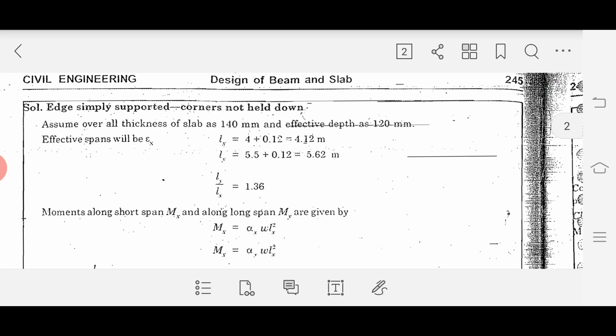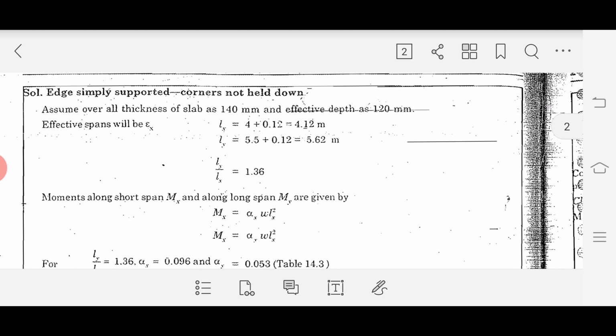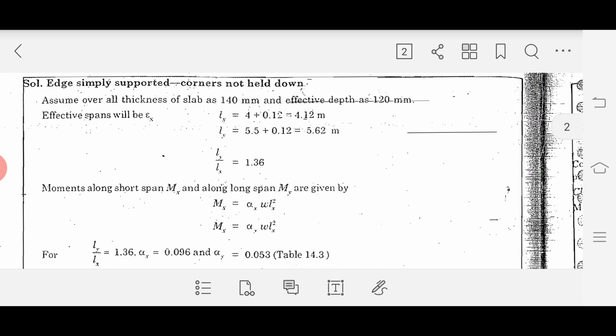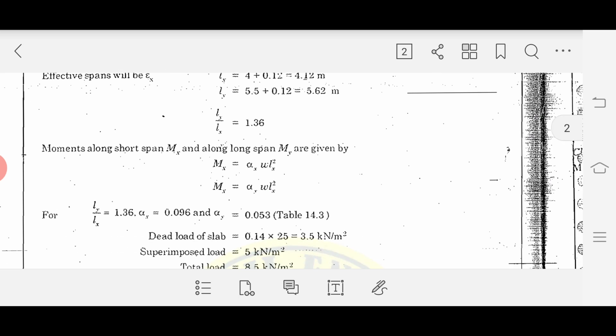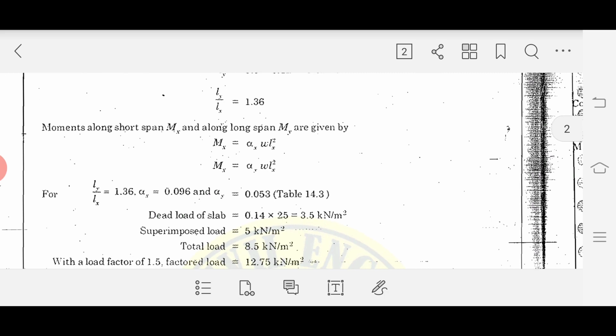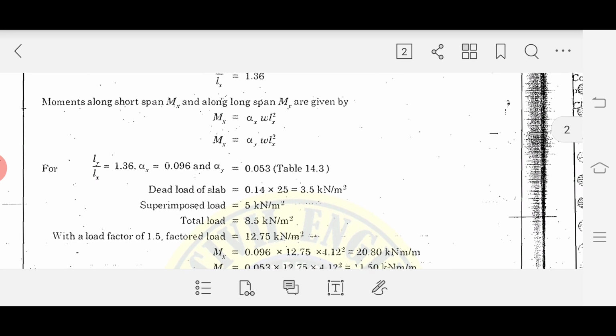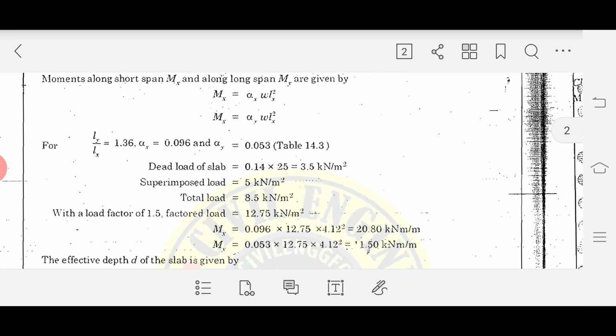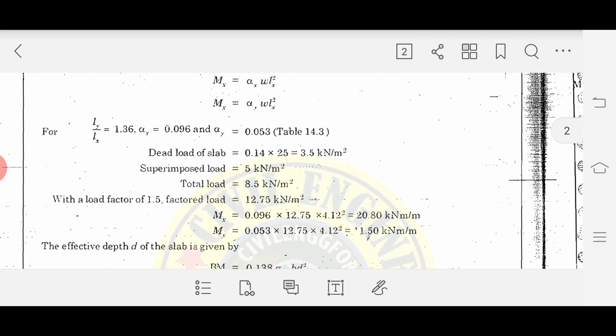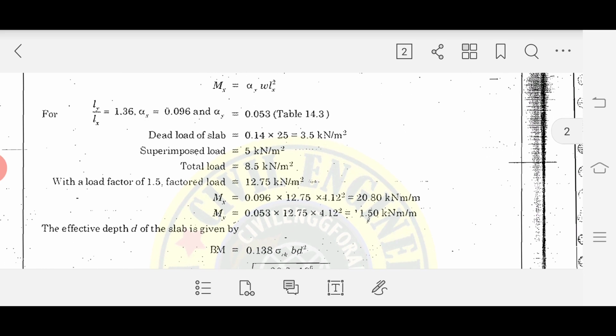If corners are not held down, so they are first assuming the thickness. I told you, right? Step 1 is assuming the thickness of the slab and effective depth. Then I will know the Ly by Lx ratio. They have calculated the Ly by Lx ratio, so they are assuming it is a two-way slab. Step 2, they are using that mx and my formula, alpha x w lx square, getting the coefficients from the IS 456, putting those coefficients there.